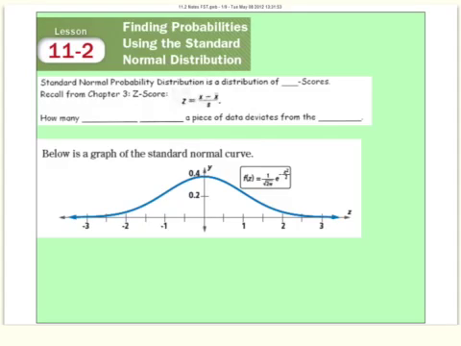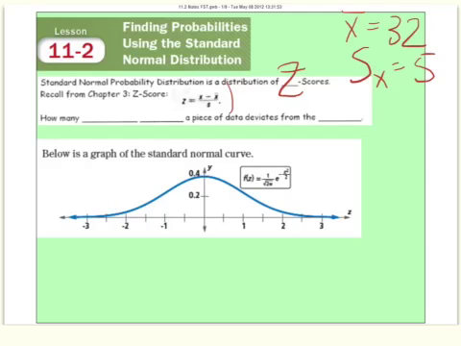Okay, so here we go. Finding probabilities using the standard normal distribution. The standard normal distribution is a distribution of z-scores. And if you remember from first semester, a z-score is x minus x bar over s, or standard deviation. So for example, let me say that the class average on this last test was 32 points. The standard deviation, most people deviated 5 points, either high or low from the mean.